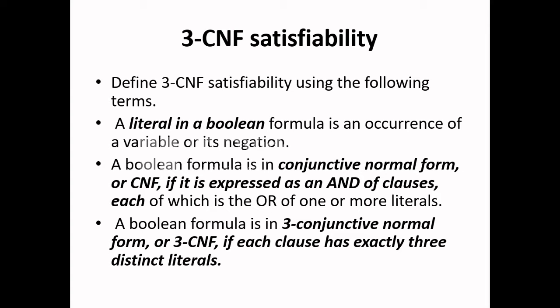A Boolean formula is in conjunctive normal form, or CNF, if it is expressed as an AND of clauses, each of which is the OR of one or more literals. A clause is an OR of one or more literals, and CNF means a conjunction of disjuncts, or AND of clauses. A Boolean formula is in 3 CNF if each clause has exactly 3 distinct literals.